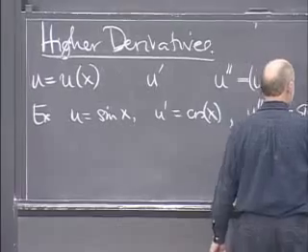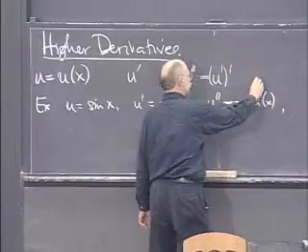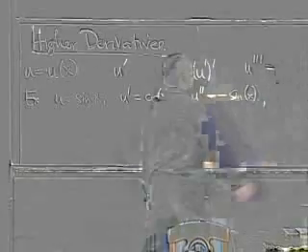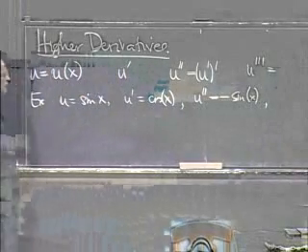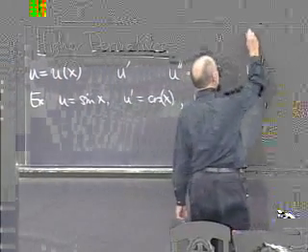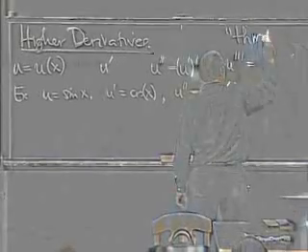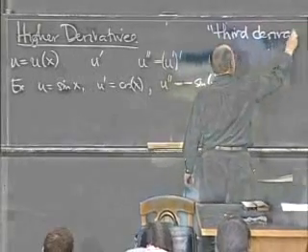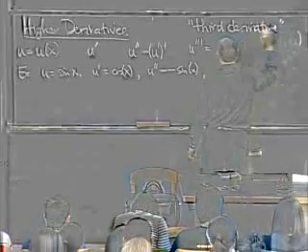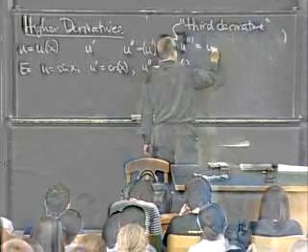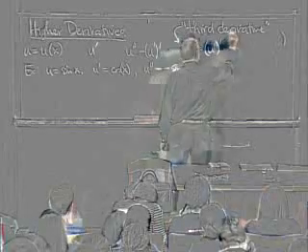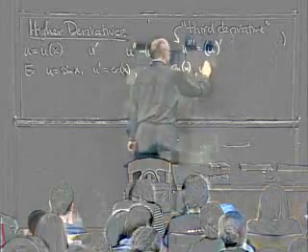Let me go on. What do you suppose u prime prime prime means? I guess it's the derivative of u prime prime. It's called the third derivative. And u prime prime is called the second derivative. And it's u prime prime differentiated again. So to compute u prime prime prime in this example, what do I do?